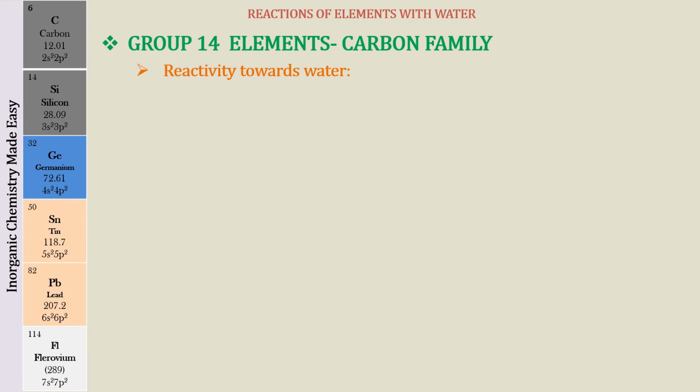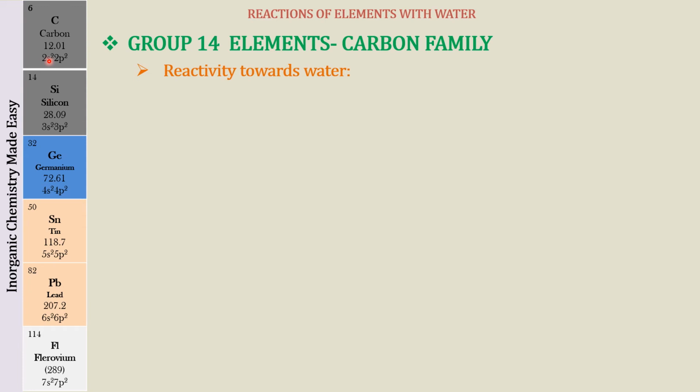Next, we move on to the group 14 elements, that is the carbon family. So how will they be reacting with water? First of all, what you can look at on the left side is that carbon and silicon are going to be non-metals. Germanium is going to be a metalloid. Tin and lead are metals. So in this group, you can see non-metals, metalloids as well as metals, and how they are reacting with water.